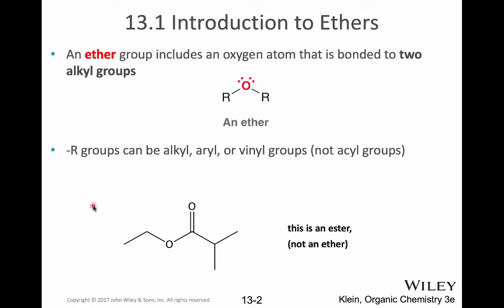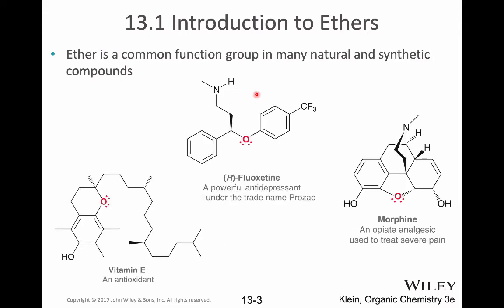So an ether is a molecule where an oxygen is attached to two alkyl groups. Now don't get this confused with this molecule below here. Here, this oxygen is connected to an alkyl group on one side, and this isn't an alkyl group, this is an acyl group. So when you have an oxygen bound to an alkyl group and an acyl group, this is an ester, not an ether. So an ether is an oxygen bound to two alkyl groups. So not just two carbons, it's two carbons that are part of alkyl groups.